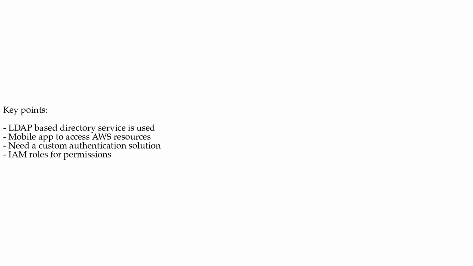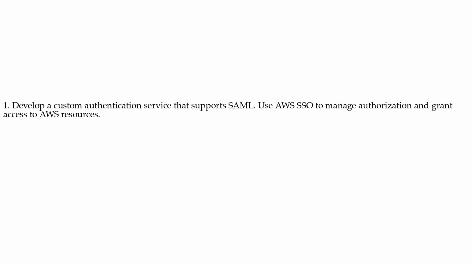So the key points are: the company is using an LDAP-based directory service, a mobile application will access AWS resources, we need to build a custom authentication solution, and you have to use IAM roles for permissions. So let's go through the first option. It says develop a custom authentication service. Okay, we have to build a custom authentication service that supports SAML. Okay, possible. Use AWS SSO to manage authorization and grant access to resources.